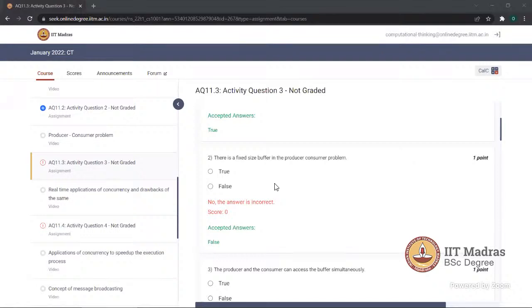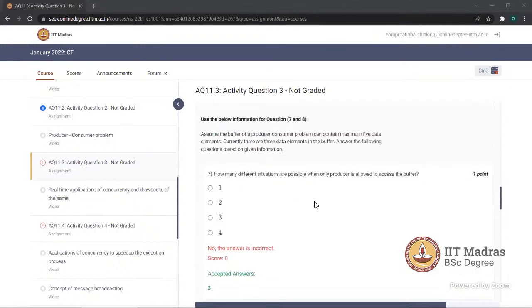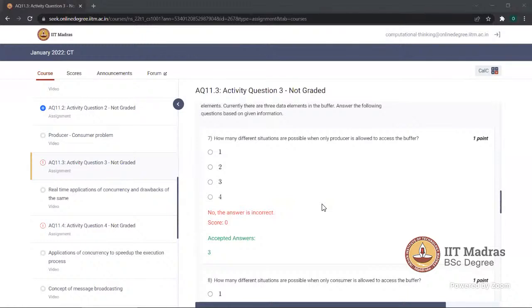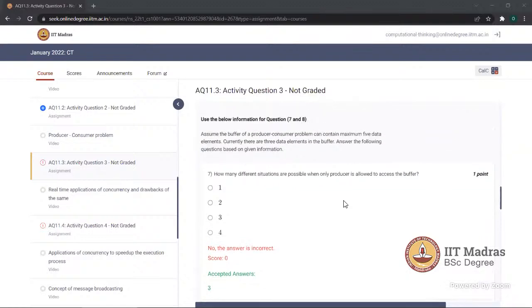Sir, in question number 7, I marked the answer 2. I will tell you why. The question is: how many different situations are possible when only the producer is allowed to access the buffer? Currently 3 data elements are in the buffer, and the maximum it can contain is 5 data elements. So I thought that the producer can put a maximum of 2 data elements in the buffer, because the buffer can hold at most 5. So the answer should be 2. 2 times the producer will be able to access the buffer. In question number 7, this is my view.